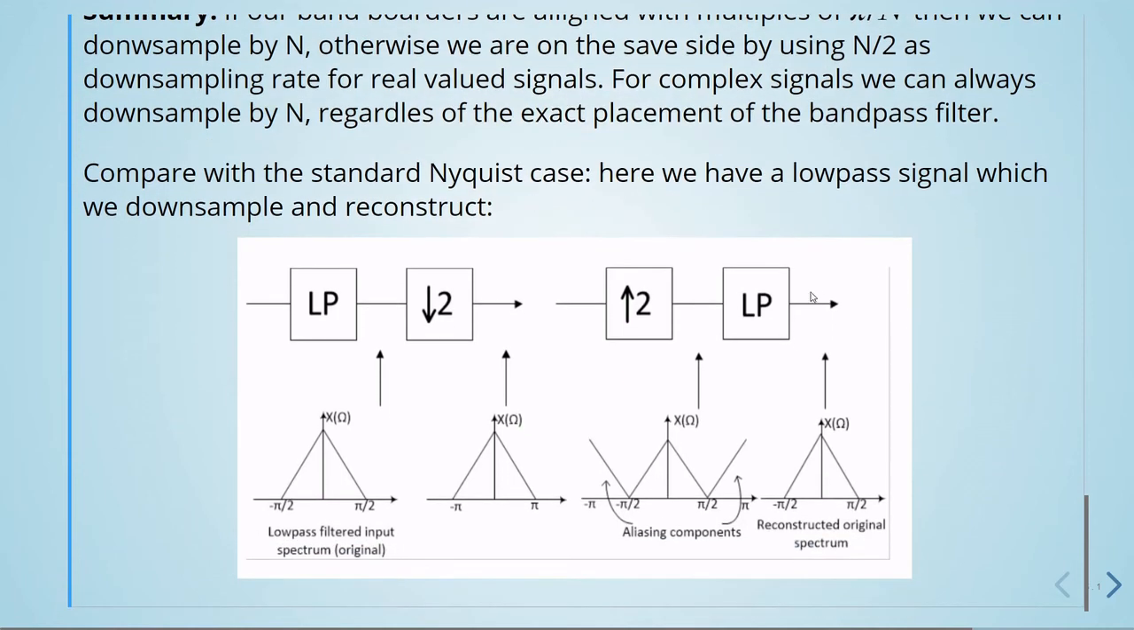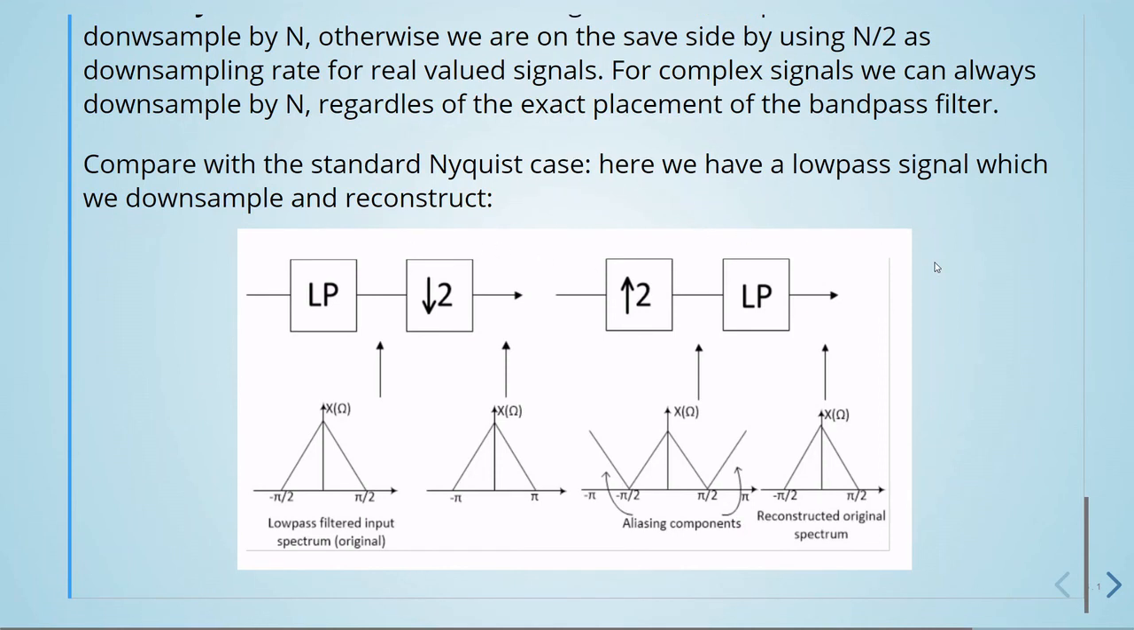So here we're just comparing with the standard Nyquist case. We have a low pass signal which we downsample and reconstruct.